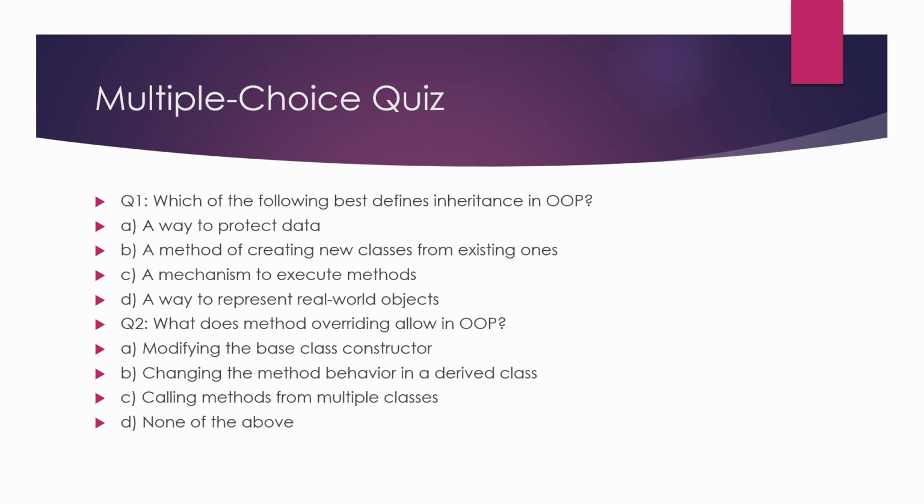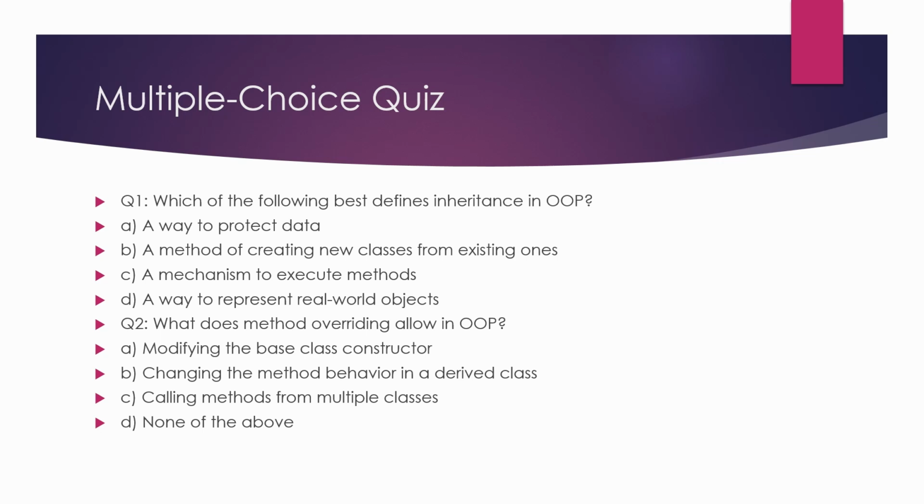It's quiz time. Let's test your knowledge on the concepts we have covered. Question 1. Which of the following best defines inheritance in OOP? A, a way to protect data; B, a method of creating new classes from existing ones; C, a mechanism to execute methods; D, a way to represent real-world objects.